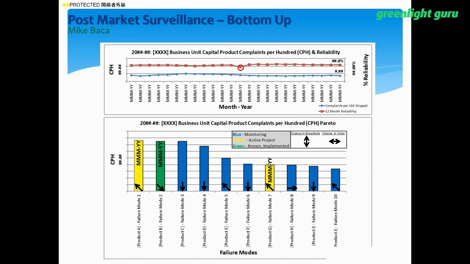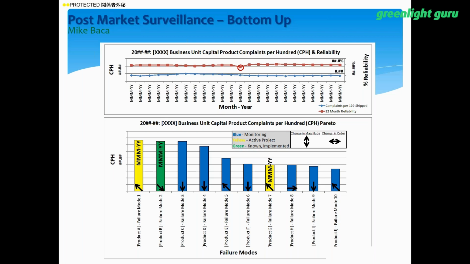The next one over shows me that this is also the second leading thing that's happening on this line or to this product, but this is something that I've previously identified. I already have a project in place and corrective actions have been implemented. This also tells me that the rate is going down. So for me, that's actually good news. It's bad news that it's second on my Pareto, but it's good news to show that my monitoring is showing that I'm beginning to have an effect.